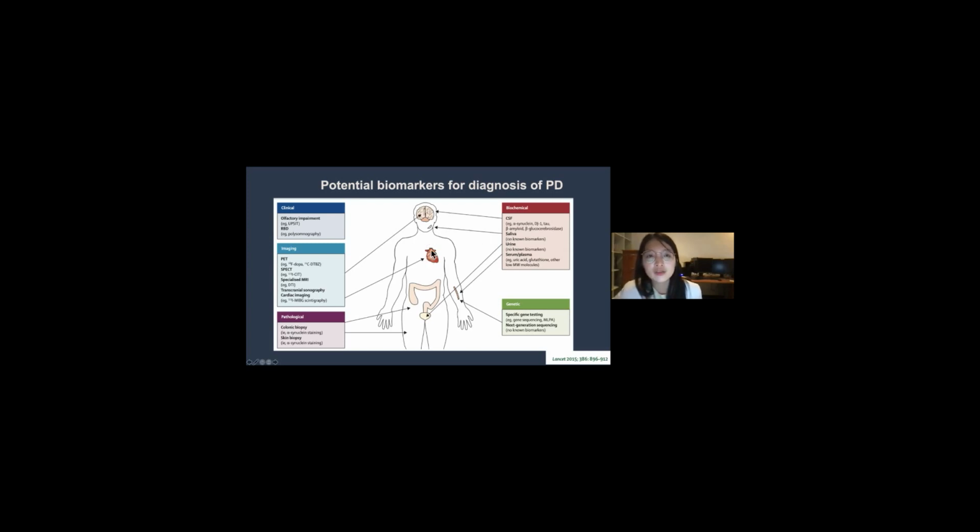And the other trend is that previously we only focused on the brain, but currently we see Parkinson's disease as a whole-body systemic disease. So more biomarkers focusing on the autonomic nervous system, gut, heart, and peripheral nerve are being investigated now.